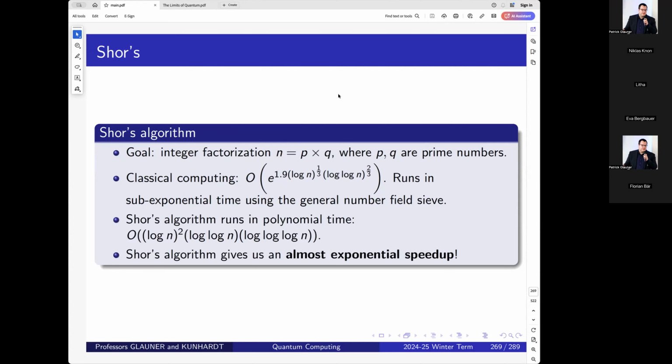Shor's algorithm was proposed decades ago, and in fact it runs in polynomial time. This gives us an almost exponential speedup compared to the general number field sieve, and obviously an exponential speedup over very naive ways of solving this. The complexity of Shor's algorithm can be written as something like this that I'm not going to be reading out now. So it will be massively faster.